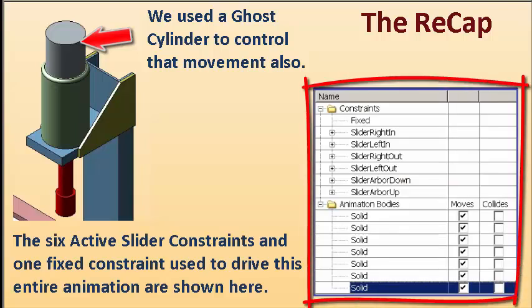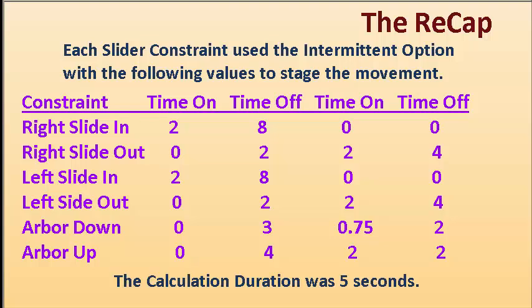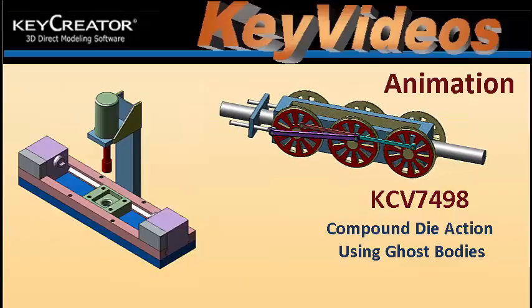The six active slider constraints and the one fixed constraint used to drive this entire animation are shown here. Each slider constraint used the intermittent option with the following values to stage the movement. Calculation duration was 5 seconds. Notice that some of the numbers add up to way more than 5 seconds. That's perfectly fine. It's an easy way to set up an animation.